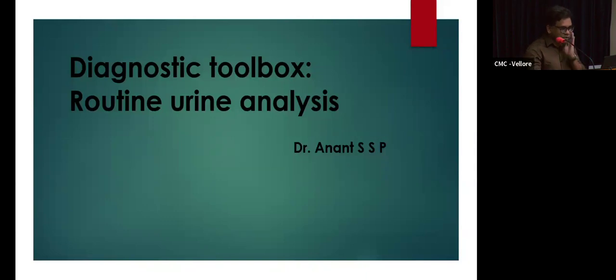So today we'll see how we approach hematuria and proteinuria in kidney diseases. Particularly, you will also come across most of these patients during your routine practice, so it will be quite helpful for you.